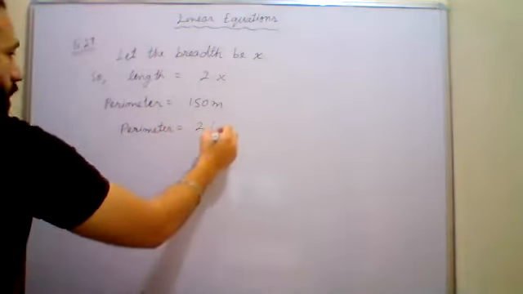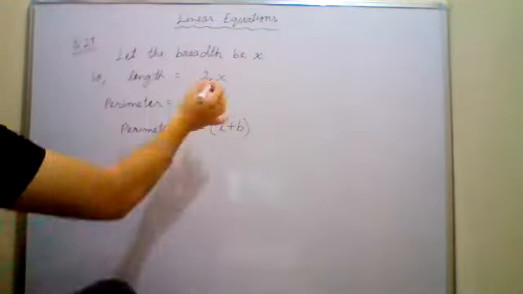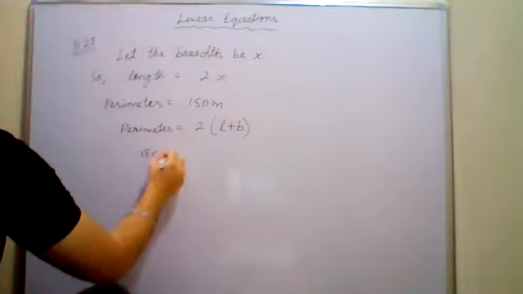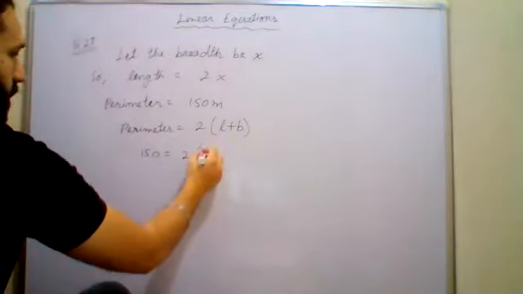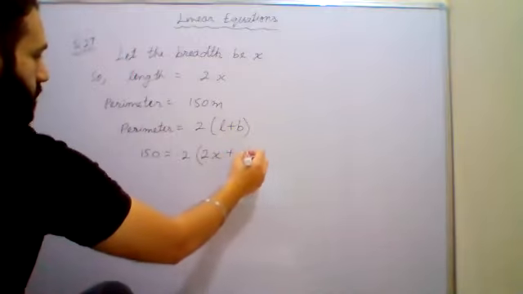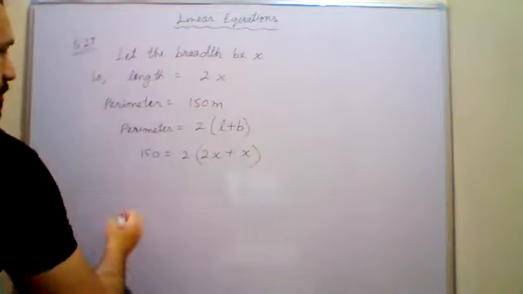Perimeter is equal to 2(L plus B). You all know this. Put the values. Perimeter is 150. What is L? It is 2x. Length is 2x and breadth is x. You can see from here.